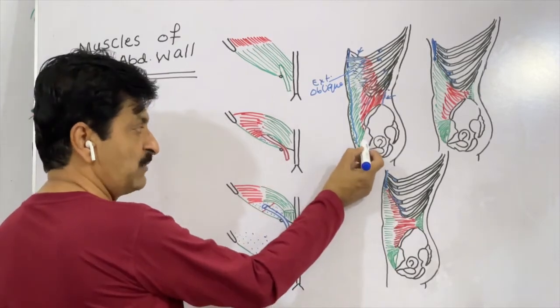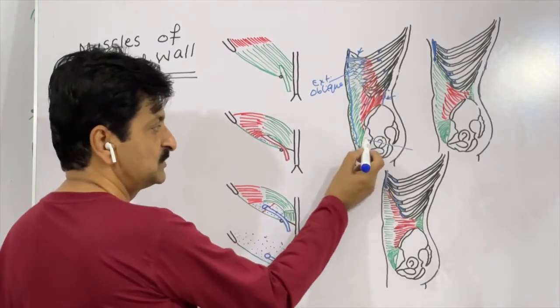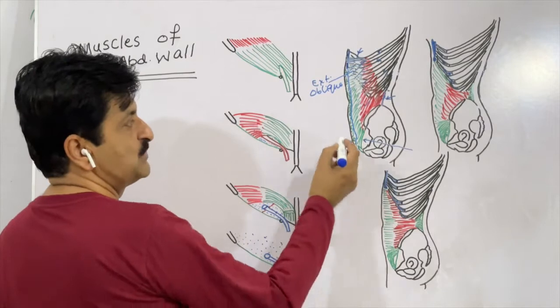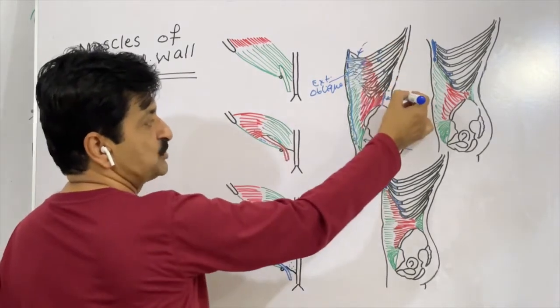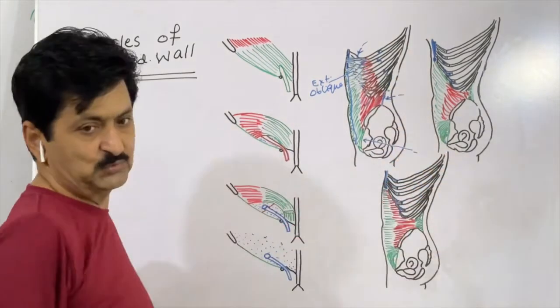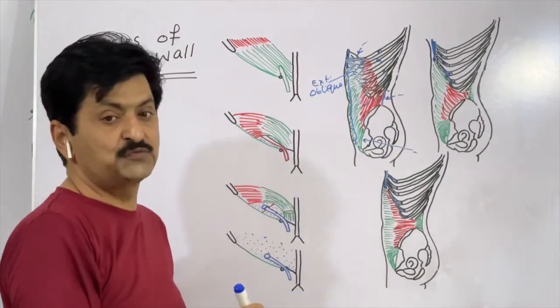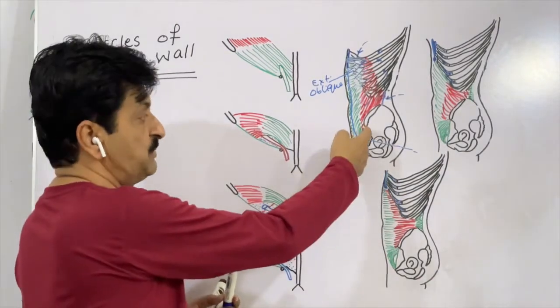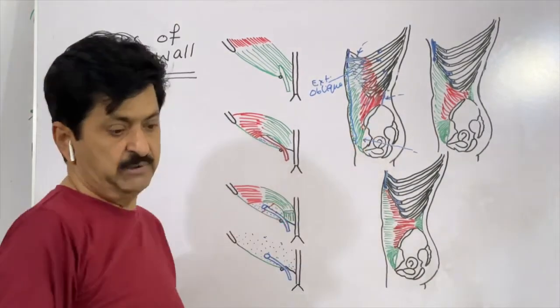Means its lower border will be free also. You see, this lower border will be free. So its upper border is free, its posterior border is free, its lower border is free also. So this free lower border stretching between the anterior spine and pubic tubercle will become very thick.